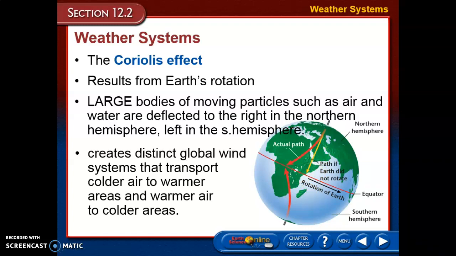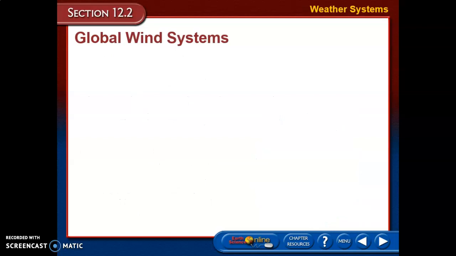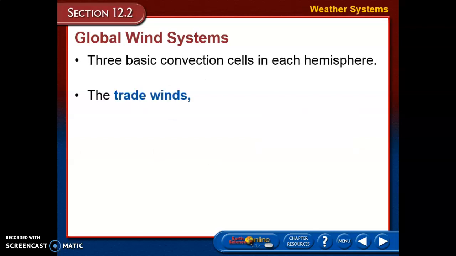And the Coriolis effect, along with this unequal heating of the Earth's atmosphere, causes these big global wind systems. So we're not talking about, say, wind that is occurring in the Raleigh area. We're talking about hundreds of miles of wind systems that go on a regular basis. So in each area above the equator and below the equator, there are 3 convection cells, areas of warm air rising, cool air sinking, warm air rising, cool air sinking, warm air rising, cool air sinking.